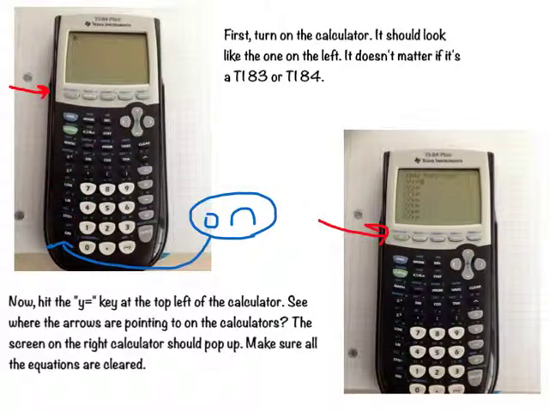Now I want you to hit the Y equals key at the top left of the calculator. You can see where the arrow's pointing here. So you're going to hit that key. And all of these Y equals need to be cleared. You can use the cursor key to pop down and see if they're all clear. So just make sure those are all cleared.